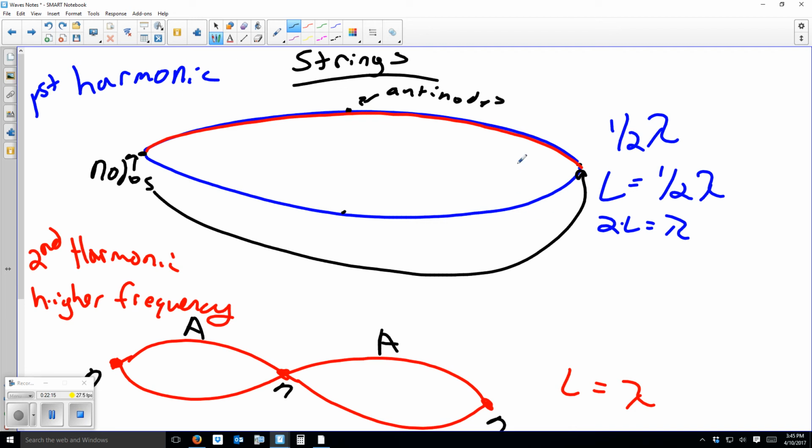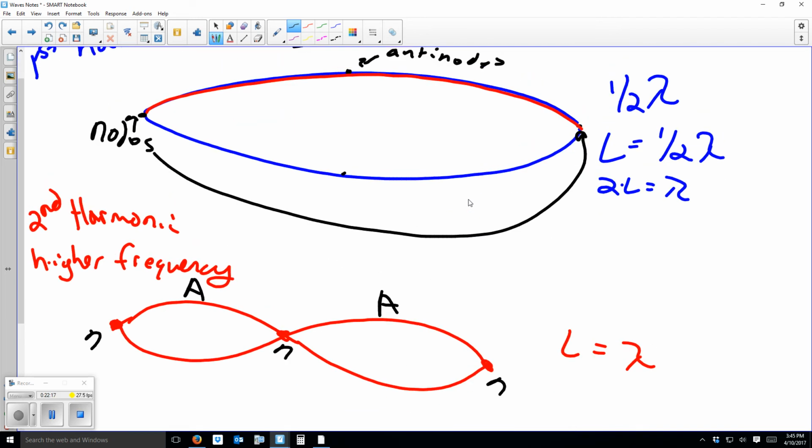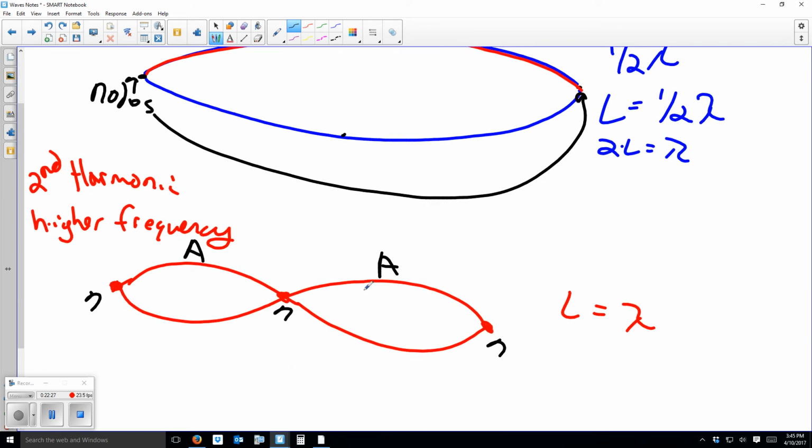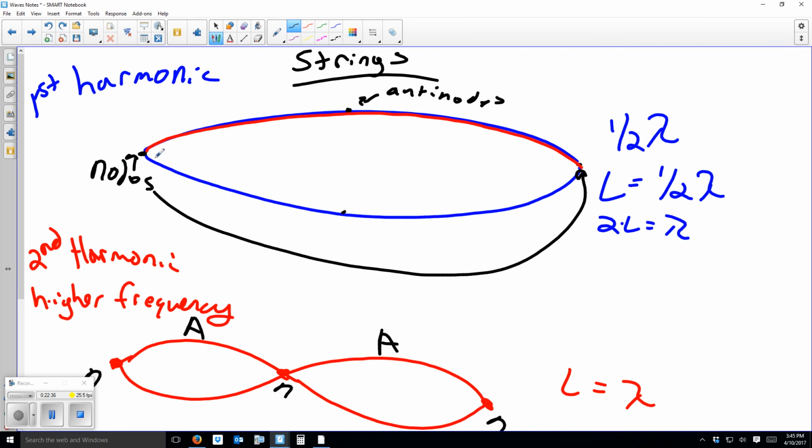And a little hint, if you know the first harmonic, all you have to do is add on another loop to it, regardless of which type of wave you're talking about. It's always just about adding a loop. So I start with one of these loops with nodes at the ends. For the first harmonic on a string, I add a loop to the end and sort of smush it together. So then I get these 2 antinodes with the 3 nodes.